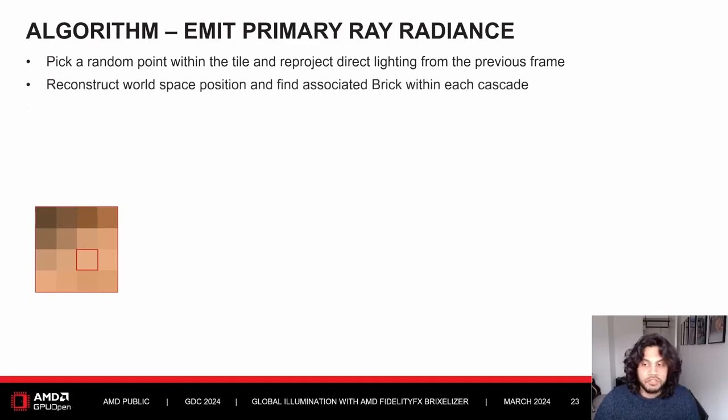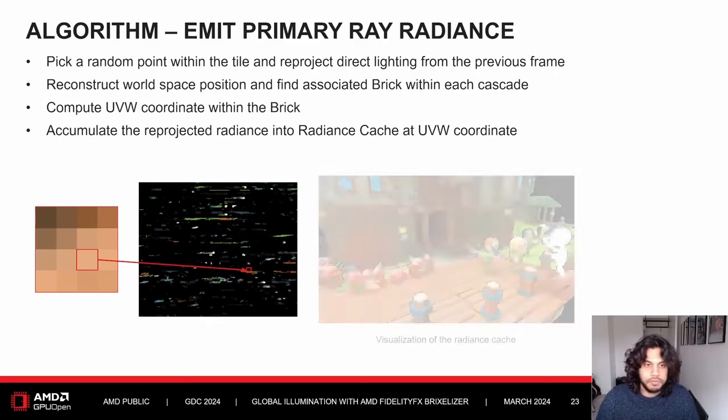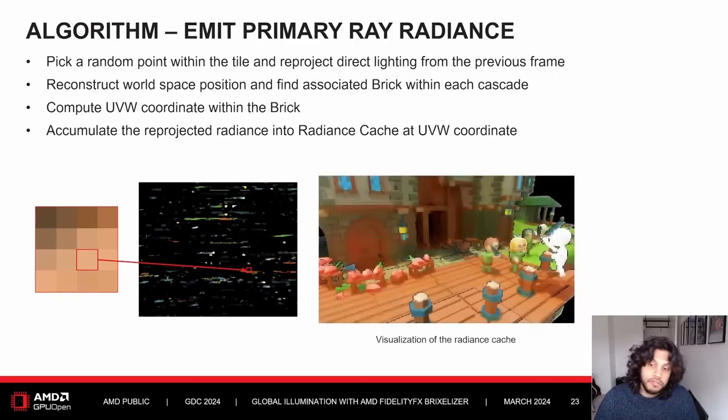We then reconstruct the world space position and find the brick it corresponds to in each cascade. Then we compute the UVW coordinate within the brick. And finally, we accumulate the reprojected radiance into the radiance cache at the UVW coordinate. And here's a visualization of what it looks like when we sample the radiance cache directly.